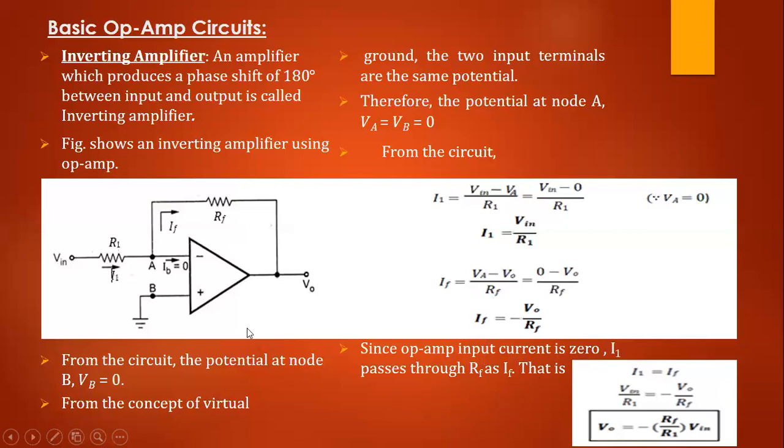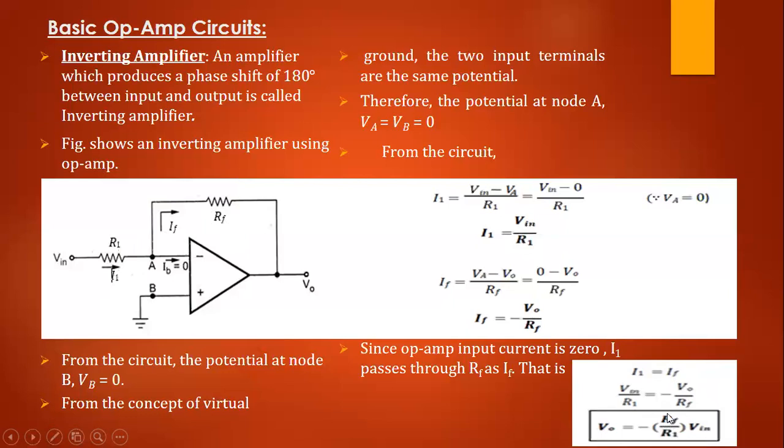Therefore, the current I1 passes through the resistor RF as current IF. So that means I1 is equal to IF. Now I1 is equal to V in by R1. V in by R1 is equal to IF, which is equal to minus V naught by RF. So V in by R1 is equal to minus V naught by RF. Therefore V naught is equal to minus RF by R1 into V in.